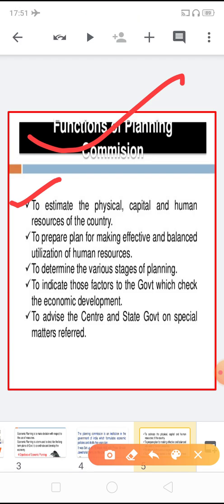Children, as you all know, India inherited from the British a backward and stagnant economy. It was backward as the level of output and productivity was very low, as we have already learned in the last video. The production as well as the productivity of India during the British rule was very low, and it was stagnant as the GDP growth was extremely low.